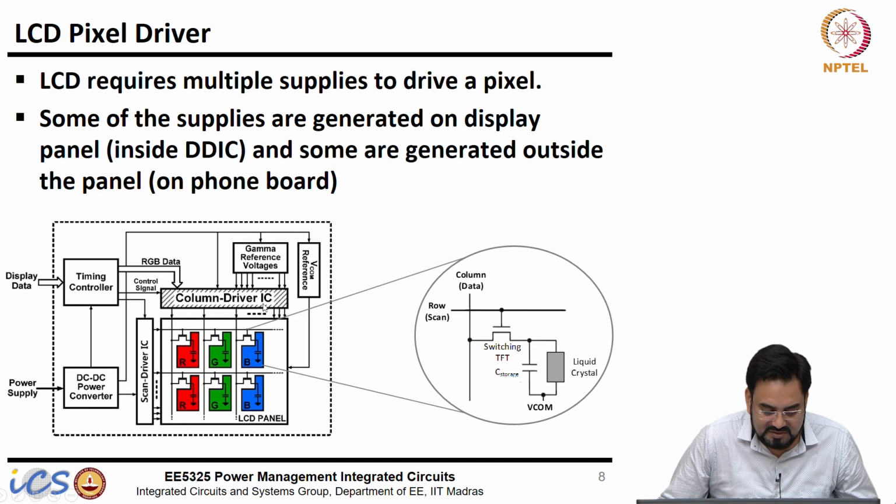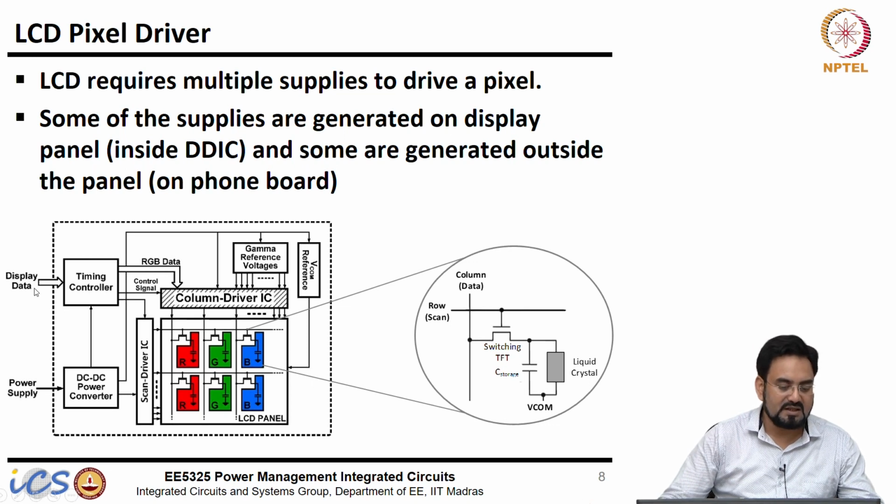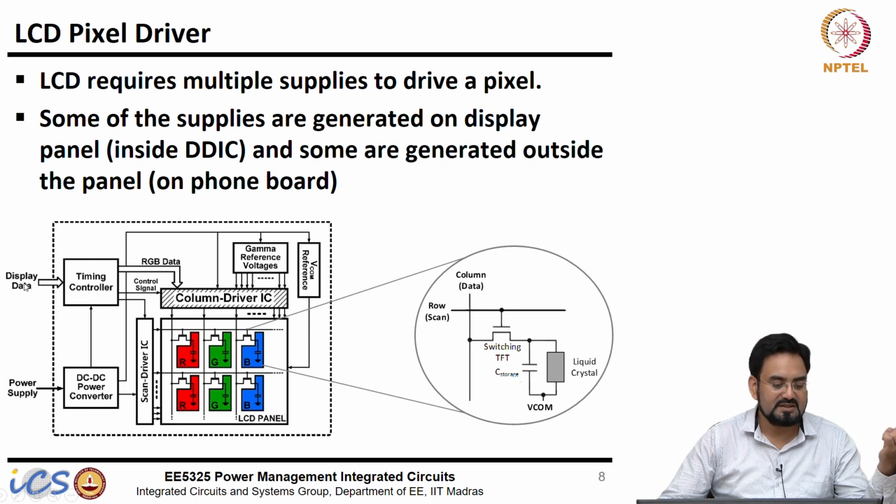Okay, so you have a column driver IC, and then timing control and gamma references, and the whole thing is integrated into a display driver IC. This display driver IC receives the data from your processor, which sends the image data, or display data, what needs to be displayed, and then our power supplies are generated in DC to DC power converters.